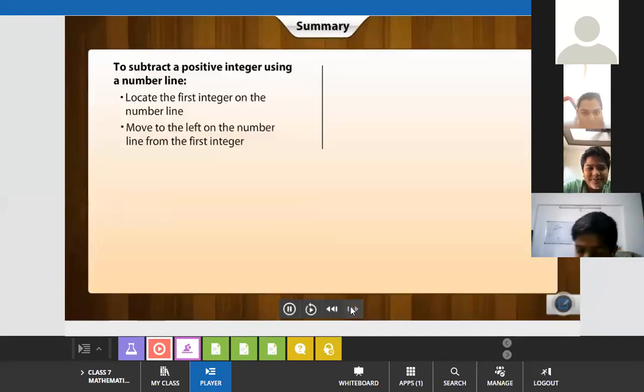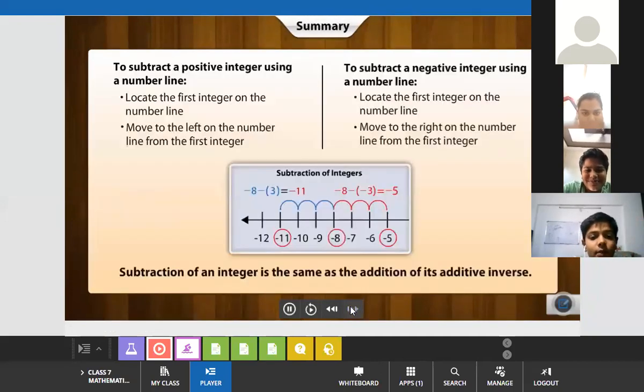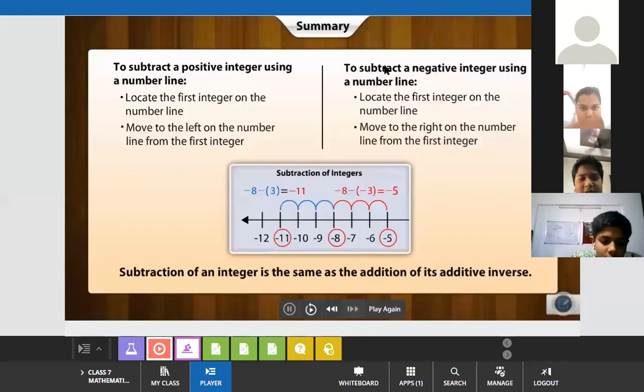Let's summarize what we have learned so far. In case of addition, same sign add, different sign subtract, same sign keep the sign, different keep the larger sign. In case of addition and subtraction, in both ways, we follow the same rule: same sign add, different sign subtract, same sign keep the sign, different keep the larger sign.